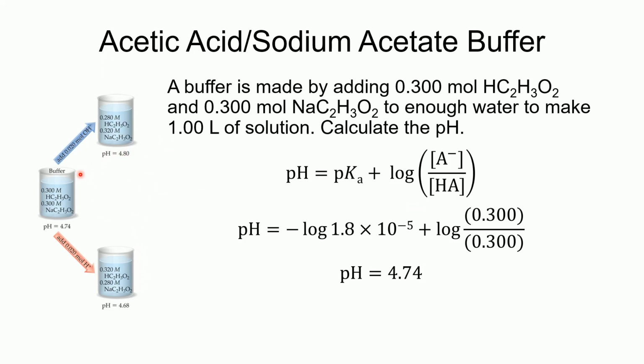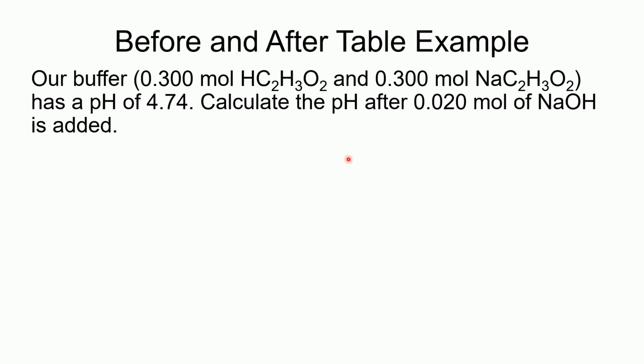All right, so I've got some spoilers here that tell you what the pH is going to be, but let's look at doing the calculation with a before and after table. I believe we're going to start with adding the base. So here is our buffer, 0.3 molar of each, with a pH of 4.74, as we calculated a minute ago and earlier in chapter 16. We want to calculate the pH after adding 0.020 moles of sodium hydroxide. So we're going to add a strong base.